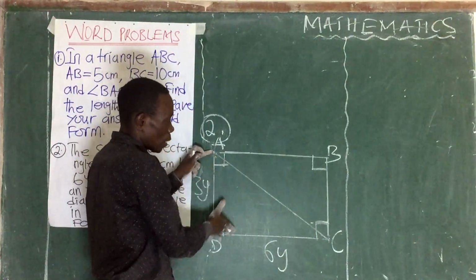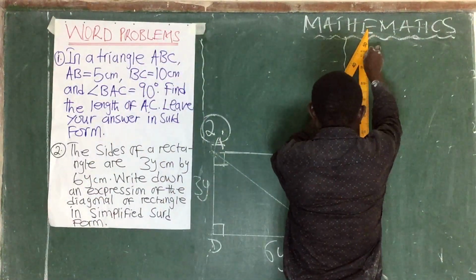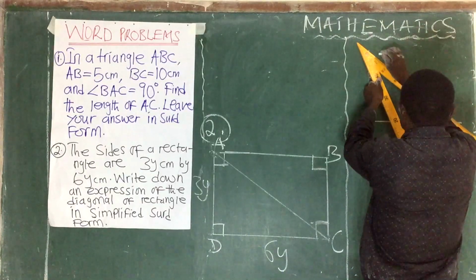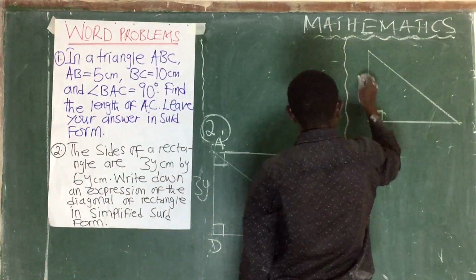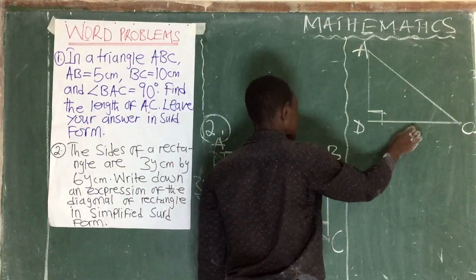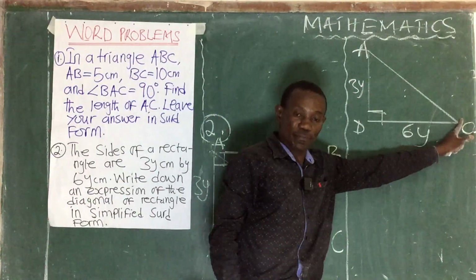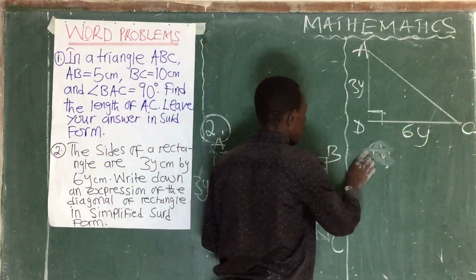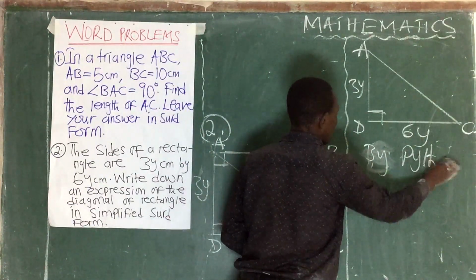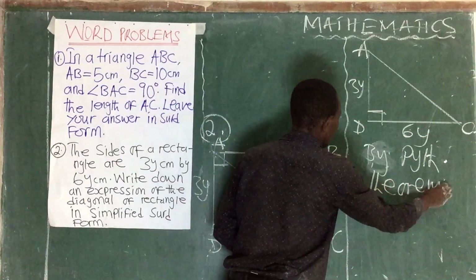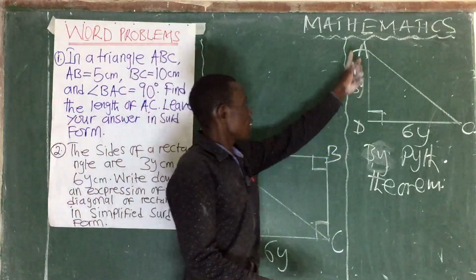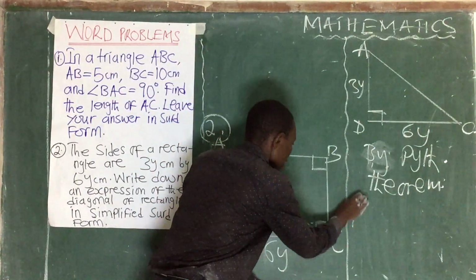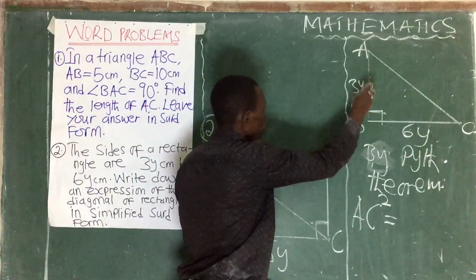Right, so here I'll just depict part of this figure and draw it like this. So this is A, this is D, this is C, and this is 6y, this is 3y. What I want is AC. So first, let's have the statement of Pythagoras. By Pythagoras theorem, state the statement. This is already my hypotenuse side, the longest side, opposite the right angle. So I always begin by writing that the square on the hypotenuse side is equal to the sum of the squares of the other two sides.